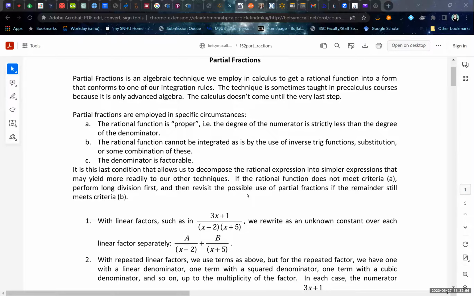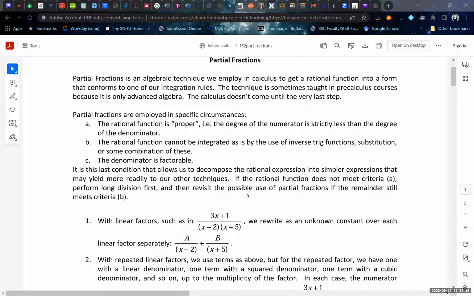Okay, so we're going to look at how partial fractions work. This is a process in which we can take a complicated looking fraction and separate it out into simpler fractions with easier to work with denominators. It's sort of the reverse of finding a common denominator and combining them. We're going to undo that process.